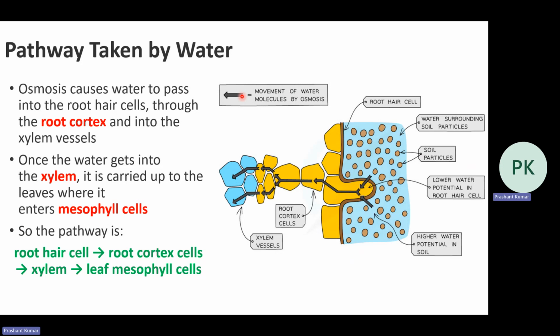So osmosis causes water to pass into the root hair cells, through the root cortex and into the xylem vessels. Once the water gets into the xylem, it is carried up to the leaf where it enters the mesophyll. And mesophyll is the area where water is going to be used up for the process of photosynthesis. So in that way, this process is very important.